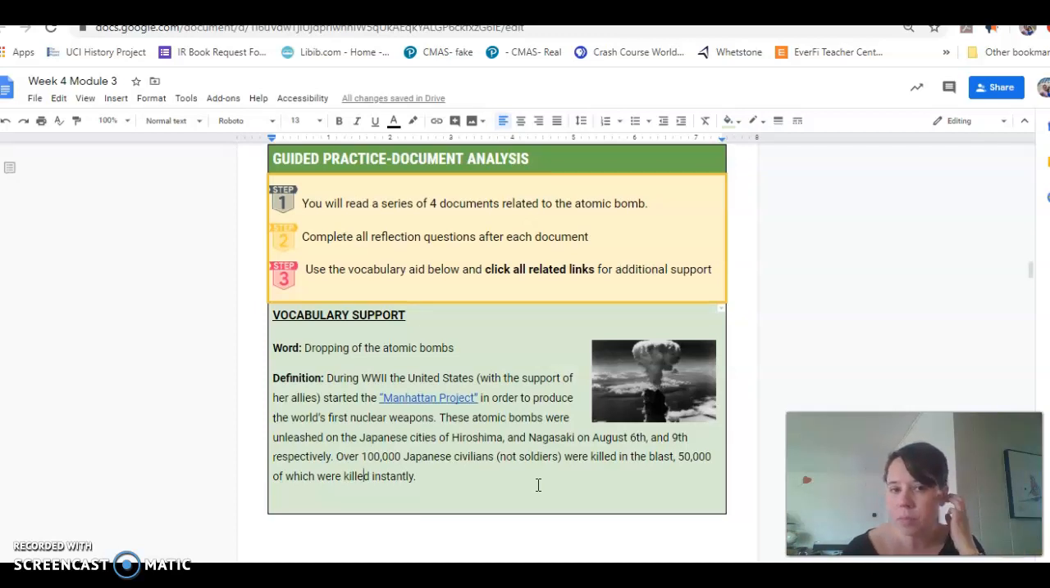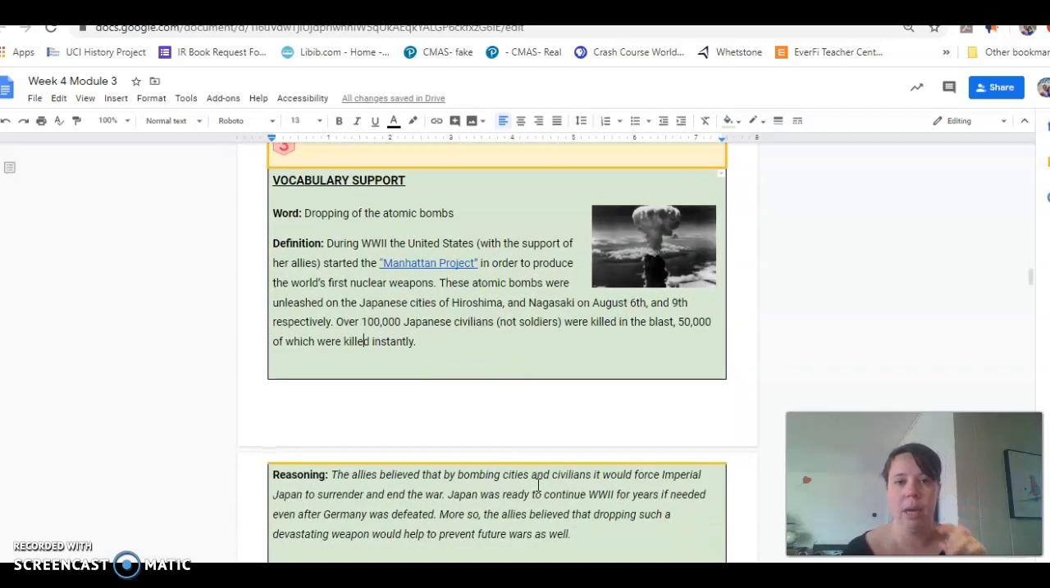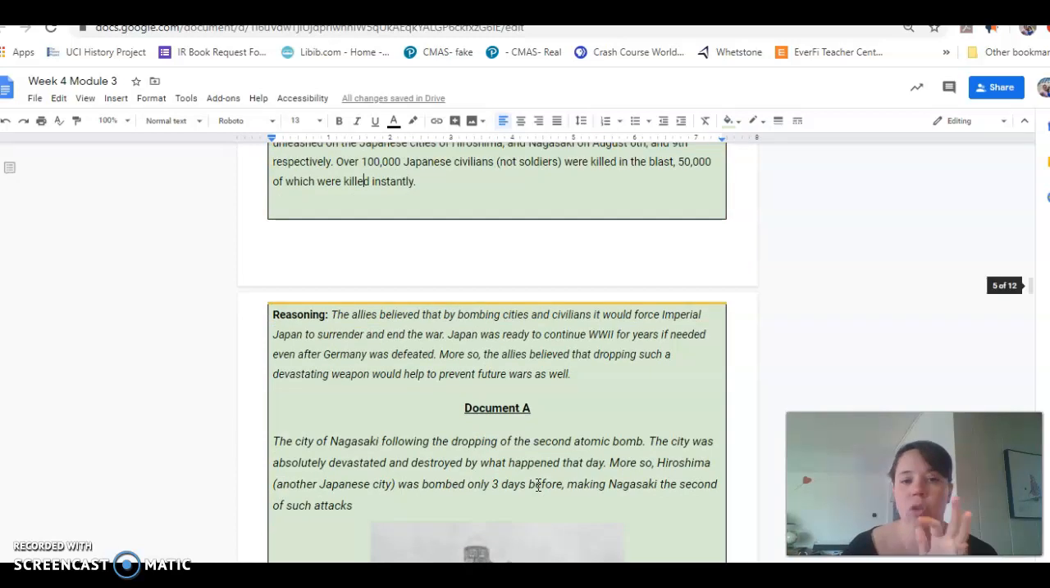So when we talk about dropping the atomic bombs, we are talking about the United States dropping 2 atomic bombs on the Japanese cities of Hiroshima and Nagasaki in August of 1945. This was after the Japanese bombed Pearl Harbor. We'll talk about that in a bit. The reasoning for dropping these bombs is the Allies believed that the bombing of cities and civilians would force the Imperial Japanese Army to surrender and end the war.